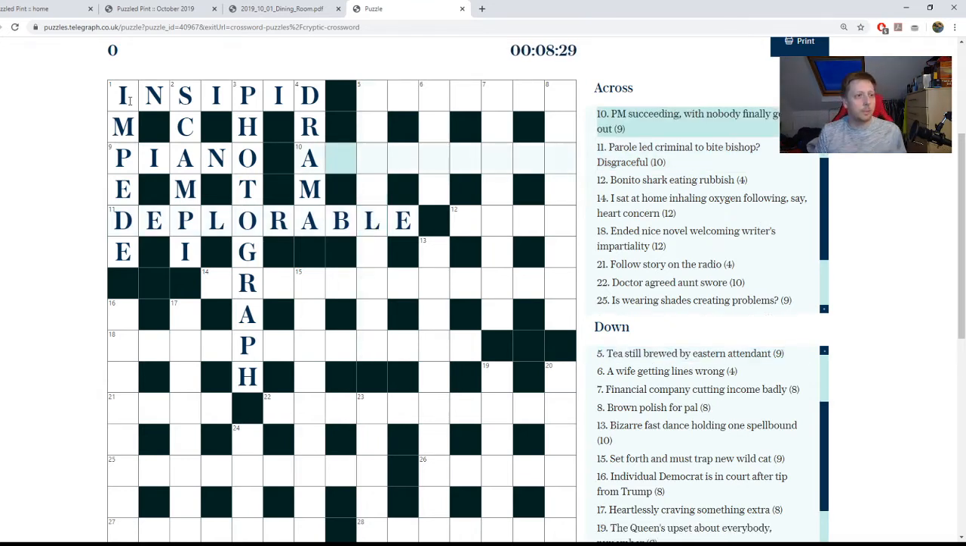Let's try 10 across. PM succeeding with nobody finally going out. PM. No longer are we in the days that PM is currently... I mean, PM can stand for any PM that we've ever had. So it could still be May, but the fact that we've had a Prime Minister called May has actually been a boon to crossworders. Lots of cunning ones that can be disguised as nouns, absolutely, including a right proper Johnson. I make no comment. That could be a great thing, could be a bad thing.